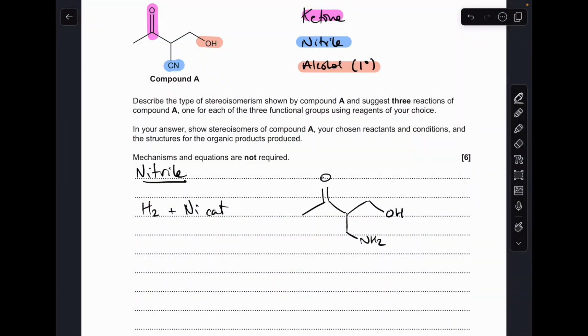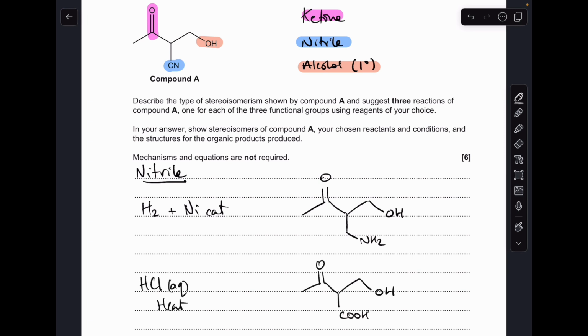So finishing off with the reactions of the nitrile group, so you could react it with hydrogen and a nickel catalyst, and what that will do is it will reduce the nitrile group to an amine group. So the CN becomes CH2NH2.